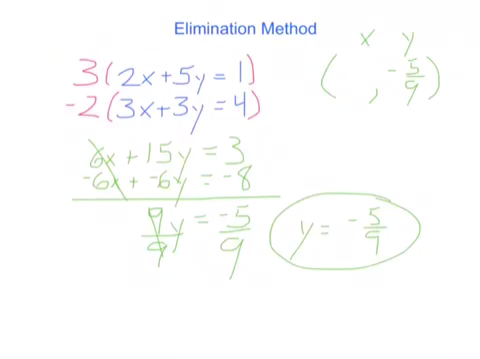Now from there, we take that and plug it in to either the top equation or the second equation, and we substitute in the -5/9 for y, and then solve for x.